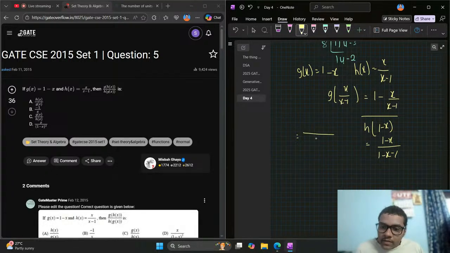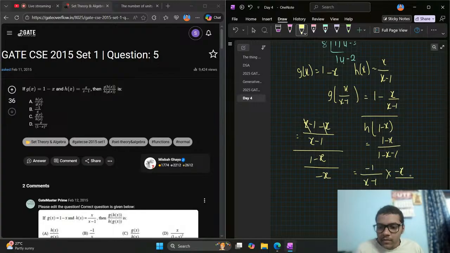So just take the LCM, x minus 1. It will be x minus 1 minus x. X cancels out. And what is this one? 1 minus x by 1 minus 1 cancels, minus x. Minus 1 by x minus 1 times minus x by 1 minus x. And just multiply them, x by x minus 1 times 1 minus x.